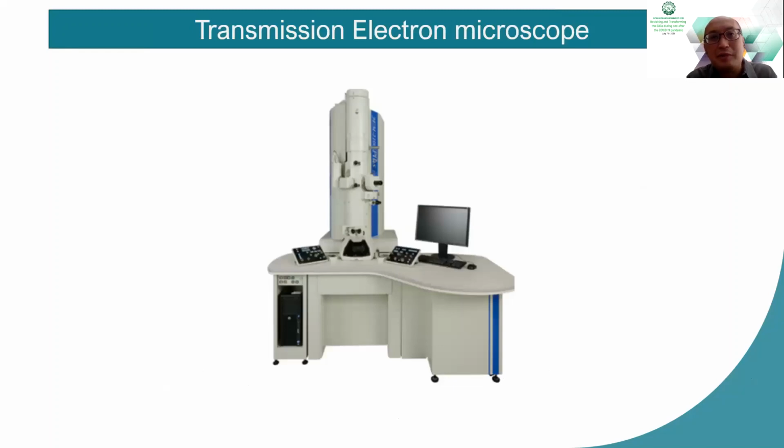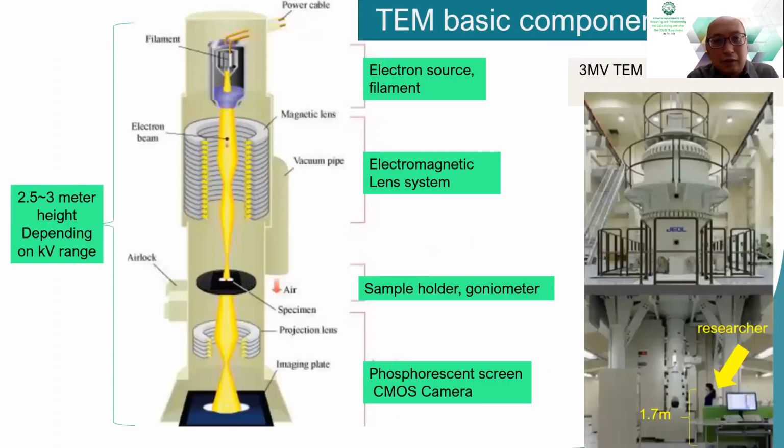Now we're going to the transmission electron microscope. A transmission electron microscope is basically similar to a scanning electron microscope, but this one uses the transmitted electrons, which are then processed by an imaging plate or camera below the sample. It is a very tall instrument, about 2.5 to 3 meters in height depending on the acceleration voltage. You can see on the right, just as an example, a 3 million volt transmission electron microscope compared to a researcher. So you can imagine how tall this instrument is.